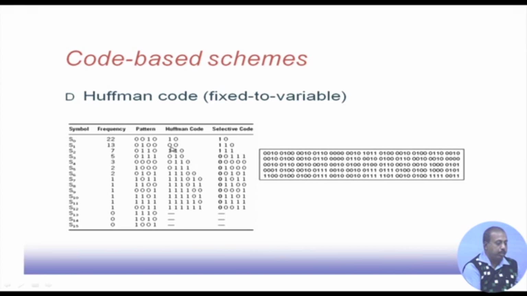So, we have detected that the ATE is trying to send the pattern S1, which corresponds to 0 1 0 0. Instead of sending these 4 bits, the ATE could send only these 2 bits, and that is sufficient to identify this particular pattern.